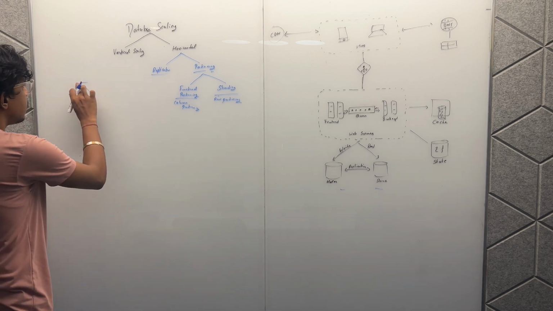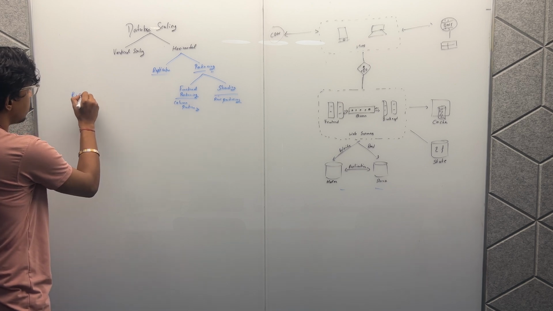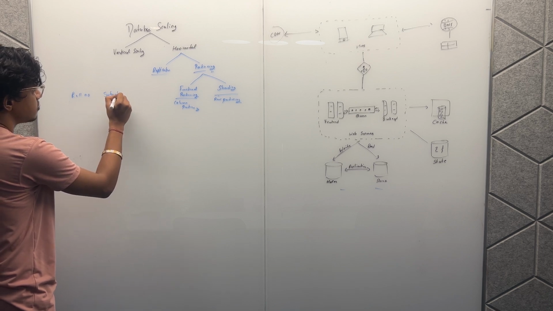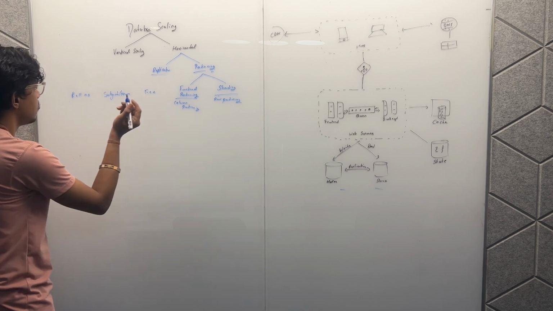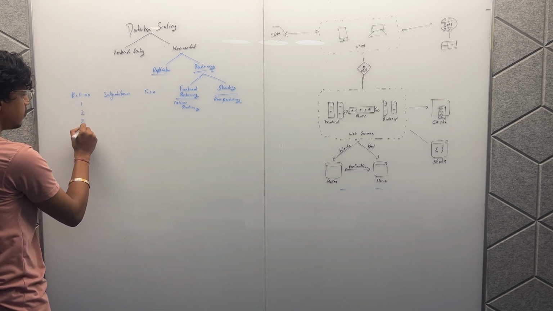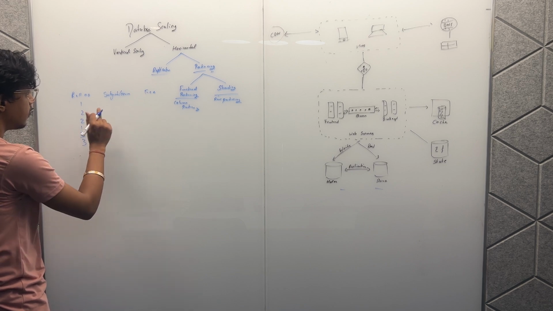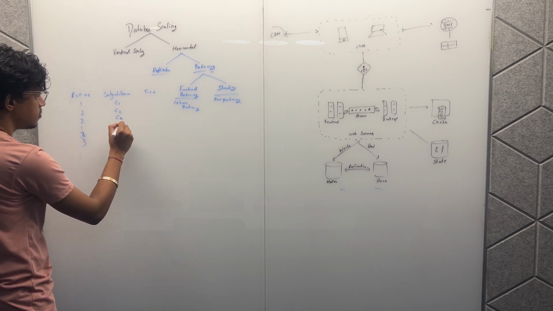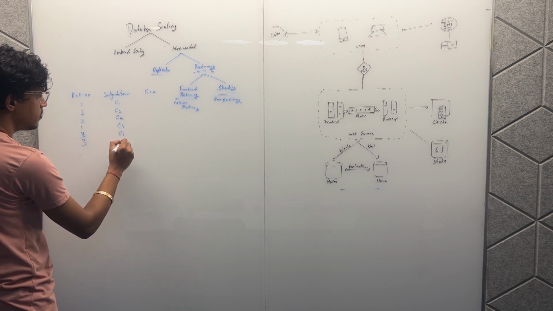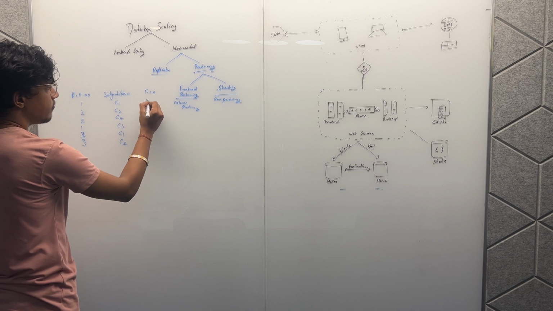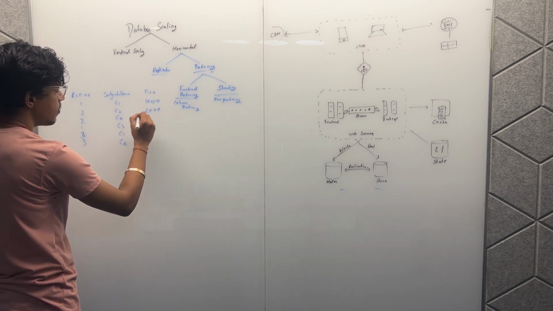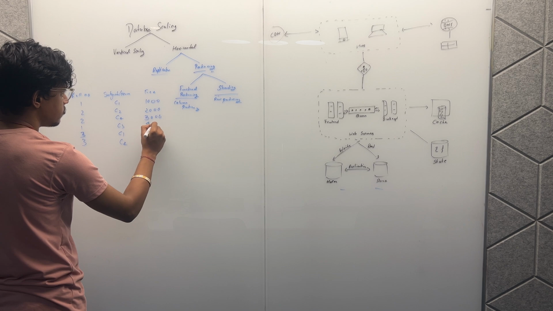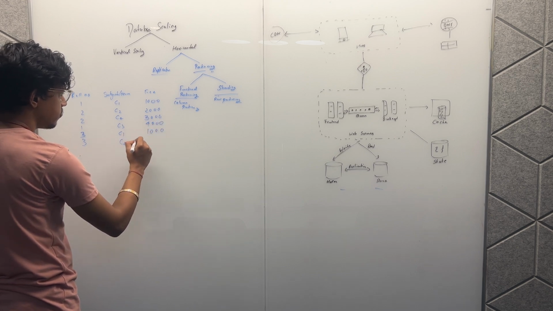For example, we have a table in which we have roll number, subject or course, and then fee. The roll numbers are 1, 2, 2, 1, 4, 3, 3, and the subjects are C1, C2, C4, C3, C1, and C4. For C1 we have fee 1000, C2 is 2000, C4 is 3000, C3 is 4000, C1 is again 1000, and C4 is 3000.